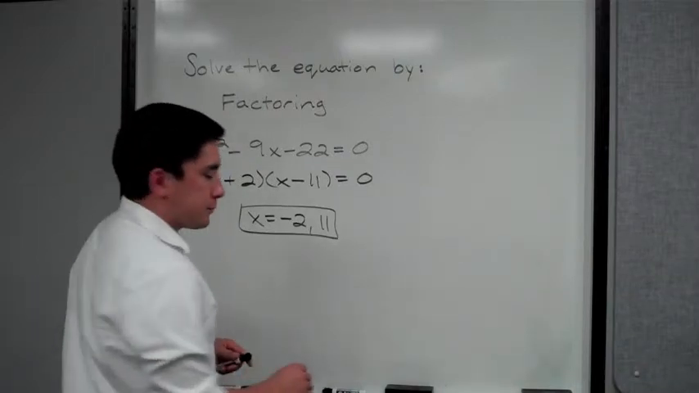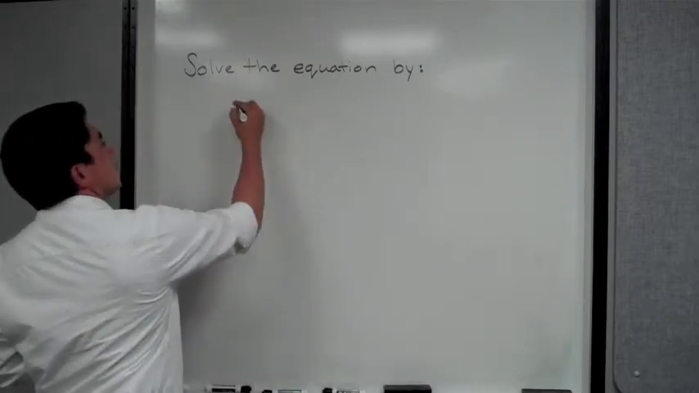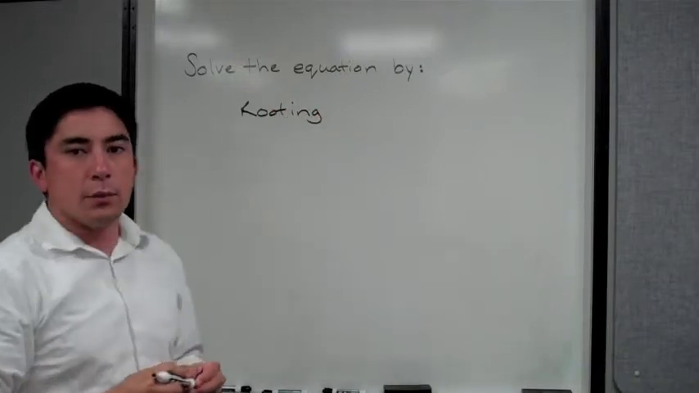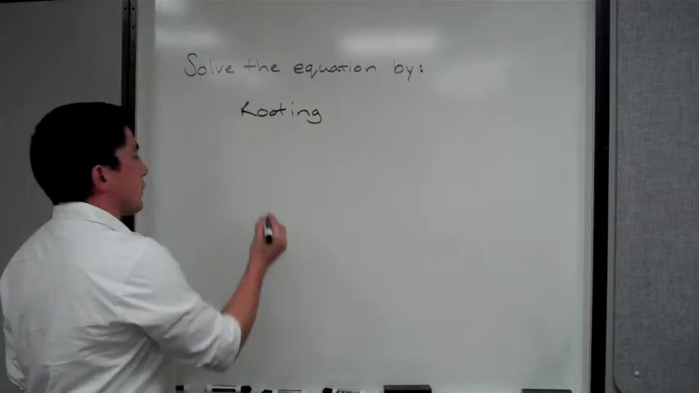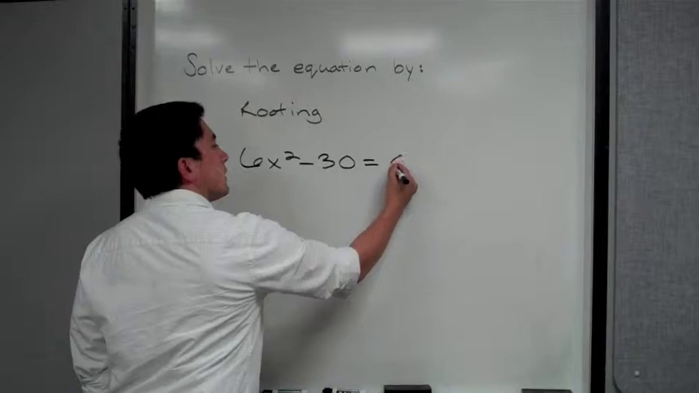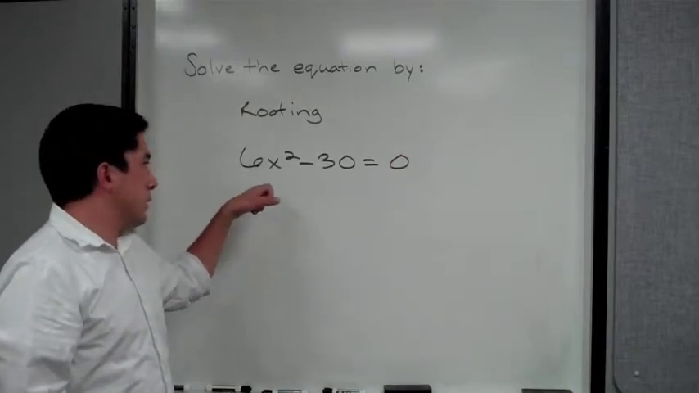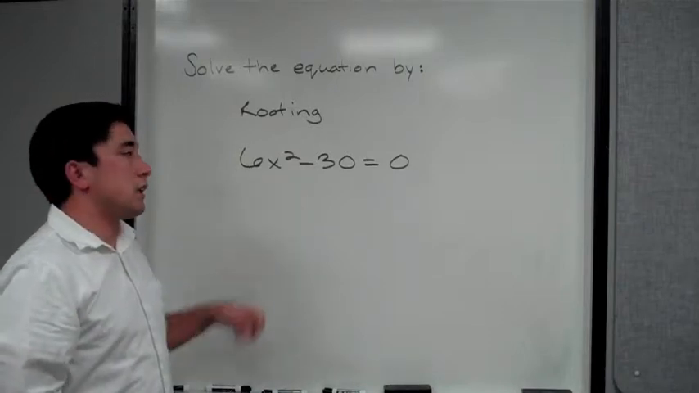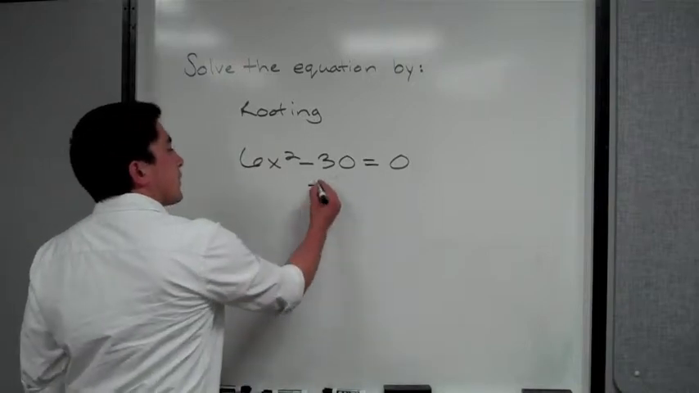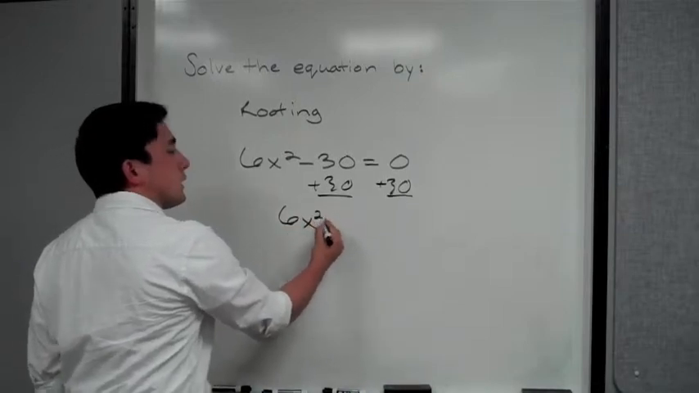Now the next one we do is called solve by rooting. We're going to be rooting both sides of the equation. The equation that we were given is 6x squared minus 30 equals 0. It says solve by rooting. You want to get the x squared, or the variable squared, by itself. So we move the 30 by adding, and you have 6x squared equals 30.